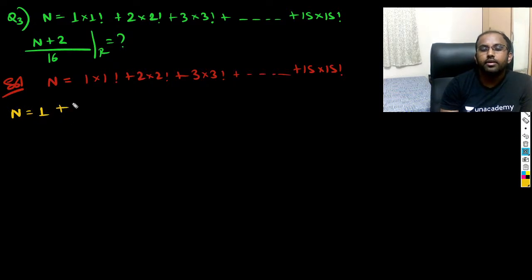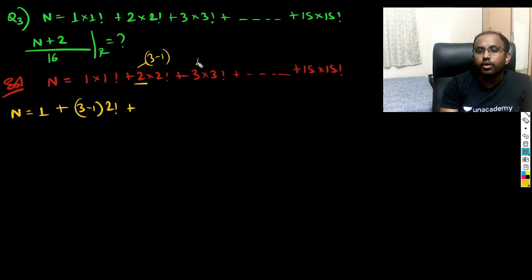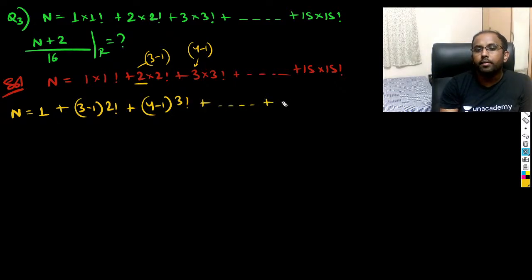Okay, plus 2 into 2 factorial, this 2 actually we can write as 3 minus 1. Okay, this becomes 3 minus 1 into 2 factorial, plus this 4 I can write as 4 minus 1 into 3. This is how you solve a factorial series. So plus 4 minus 1 into 3 factorial. Then this will go on till plus 15 into 15 factorial here, right?